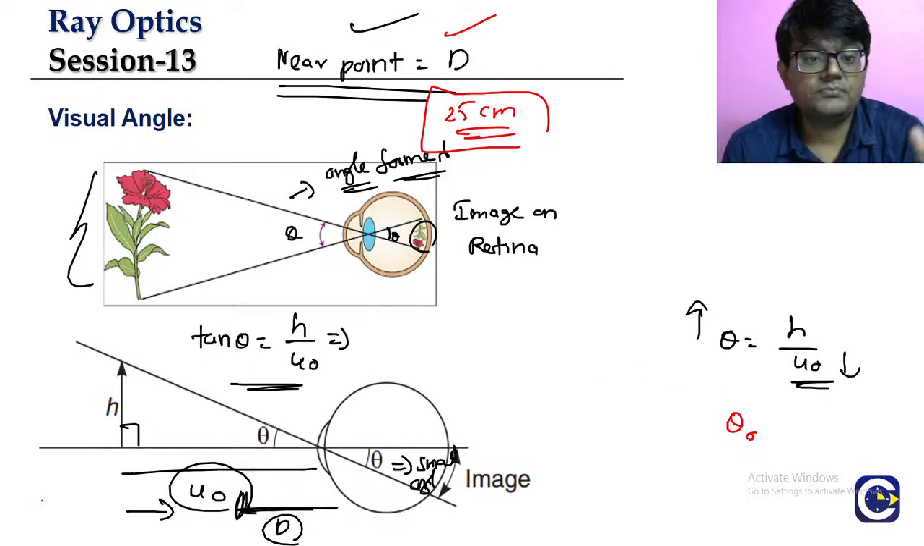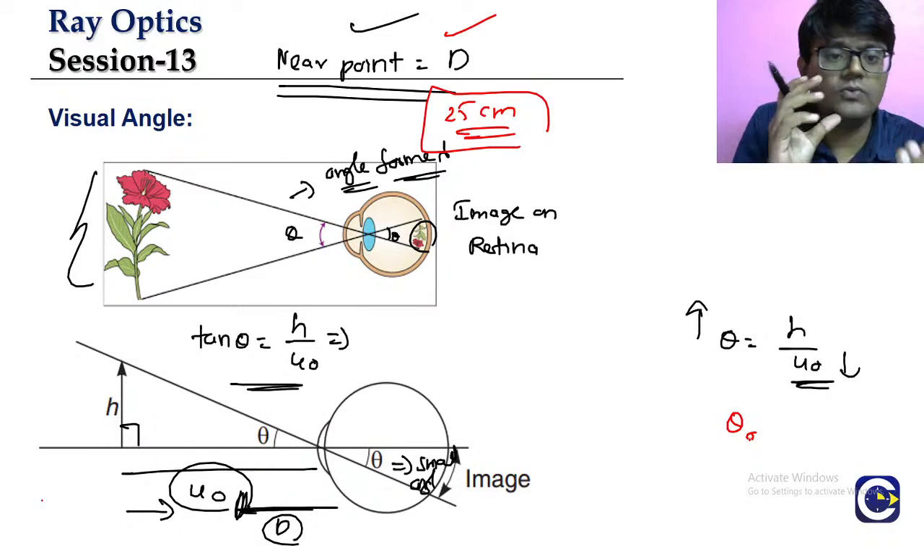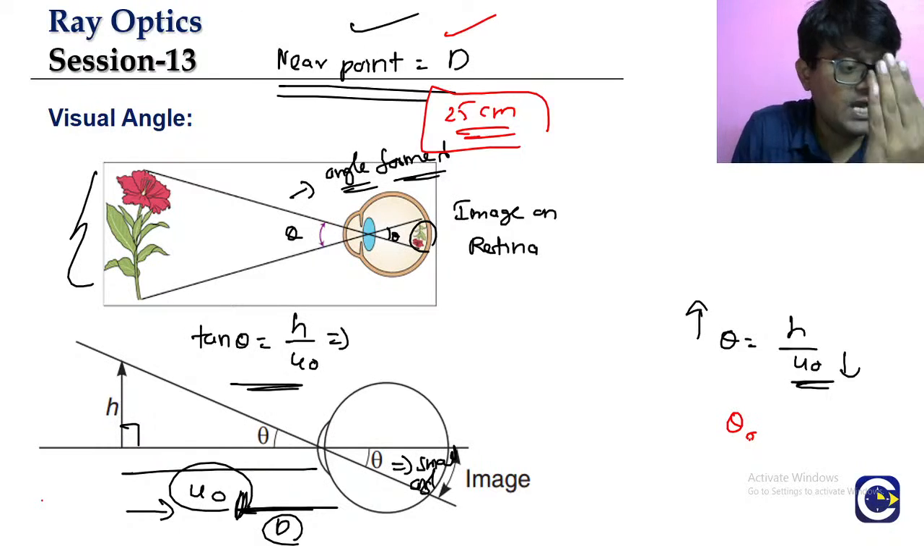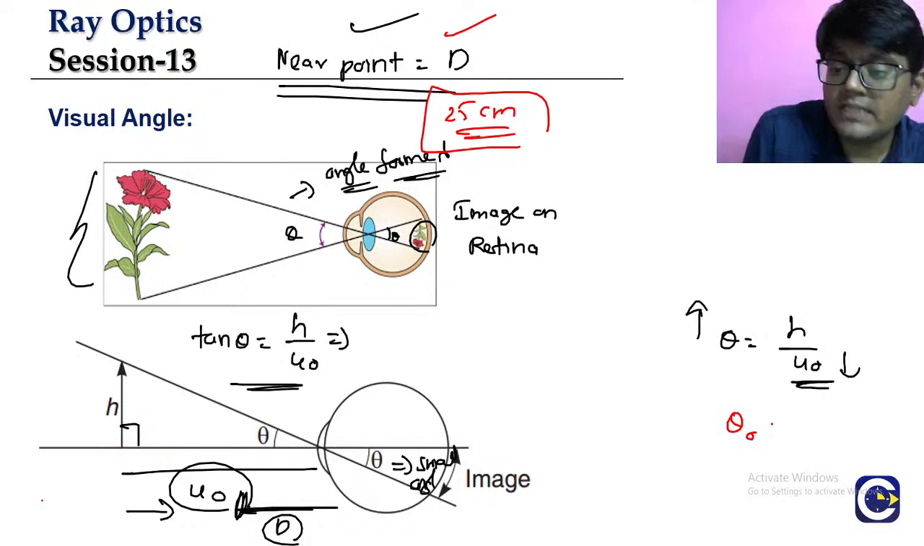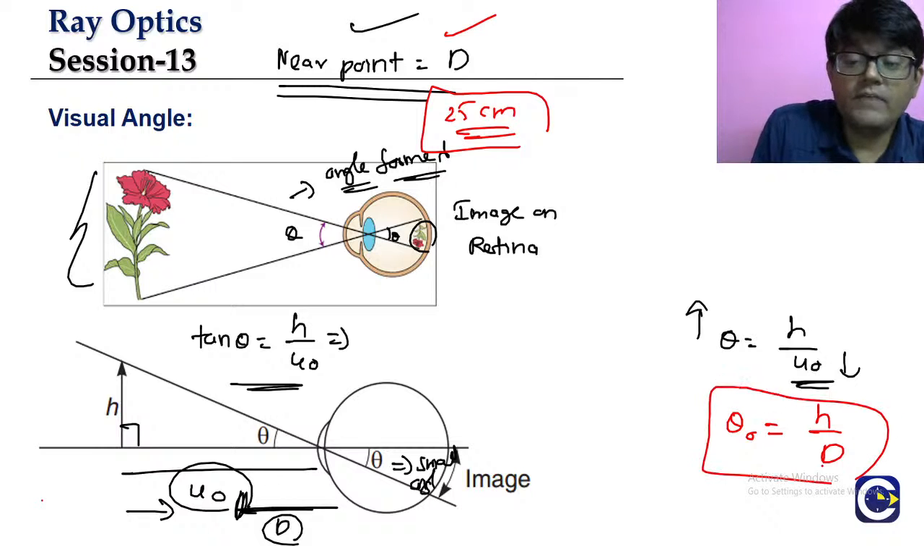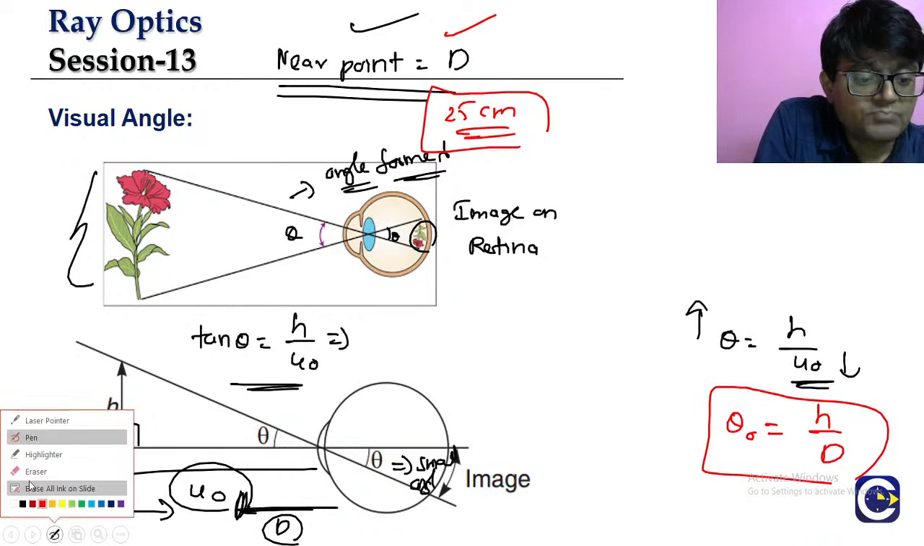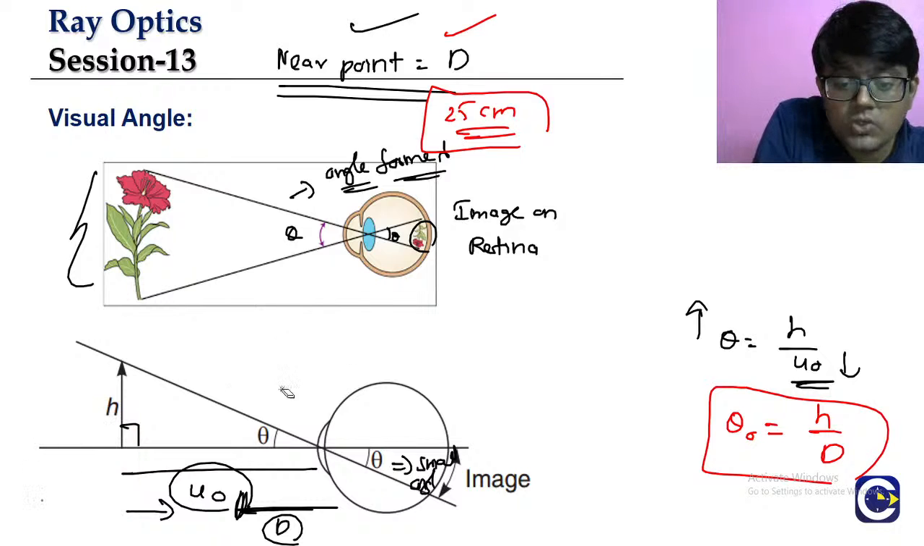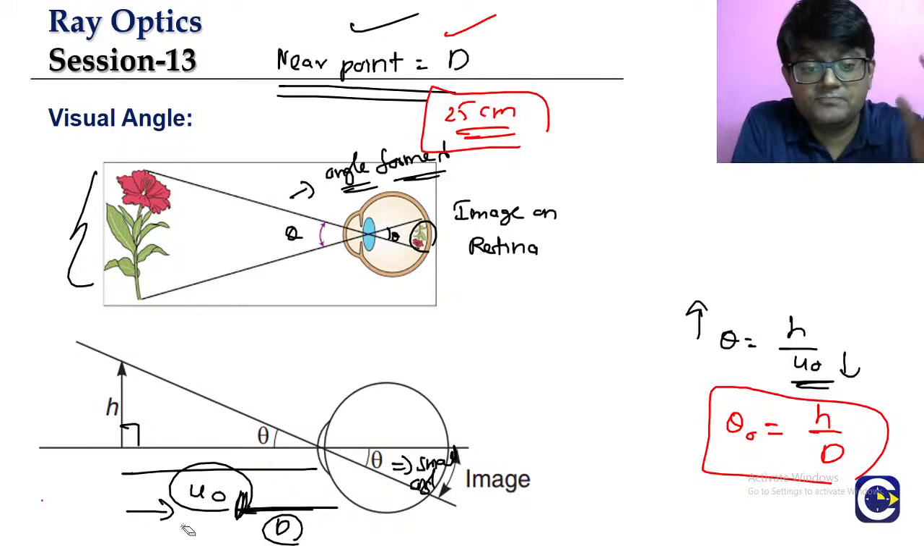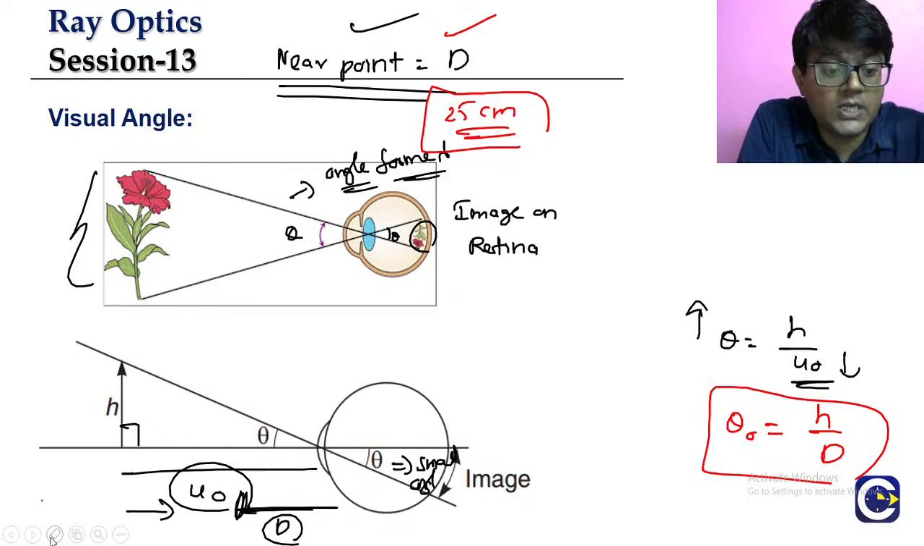Which means the maximum visual angle that an object can create, when I want to create the maximum visual angle for that object, I will keep the object at the near point. That corresponding value of the visual angle we'll call theta naught. Theta naught will be equal to h by D, because we are going to keep the object at the near point. So this is the maximum visual angle we can create with our naked eye. Here remember, we are not using any optical instrument or anything.